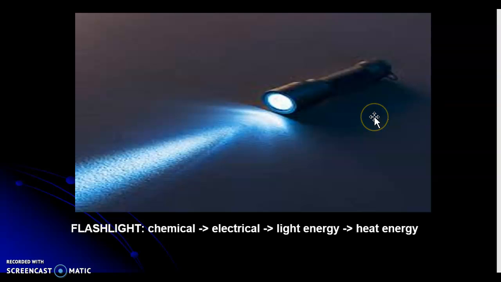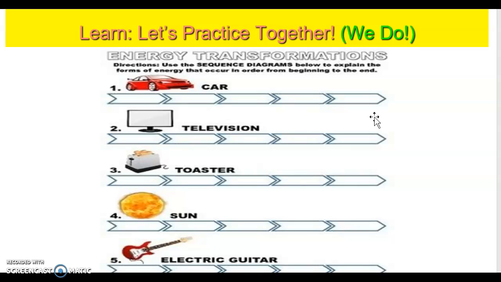Okay, so those are examples of how these different forms of energy are being transformed from one form to another, depending on which form you need. So let's practice together. This is a "we do" in our class. So this is energy transformations. Directions: use the sequence diagrams below to explain the forms of energy that occur in order from beginning to the end. So let me do number 1, and I want you to do 2, 3, 4, 5 as a practice.